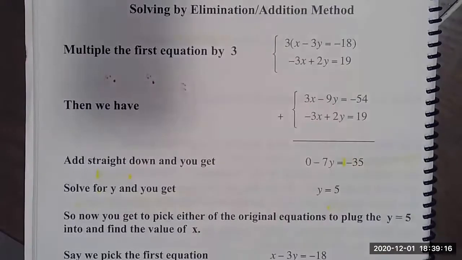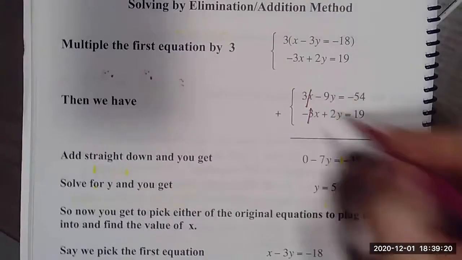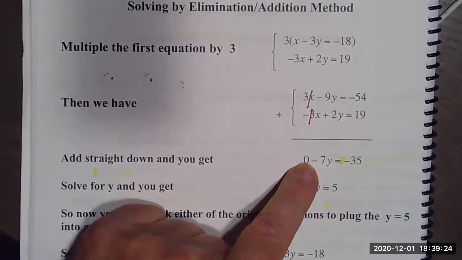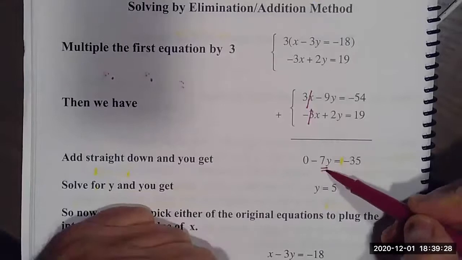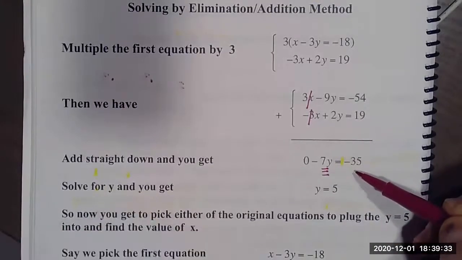So add straight down. So 3 minus 3 gone, like that. That's why I put down here 0. You don't have to write 0 if you don't want to. Add straight down here, -7y. Okay, I get that right there. And that -35. So divide both sides by -7, you get 5.